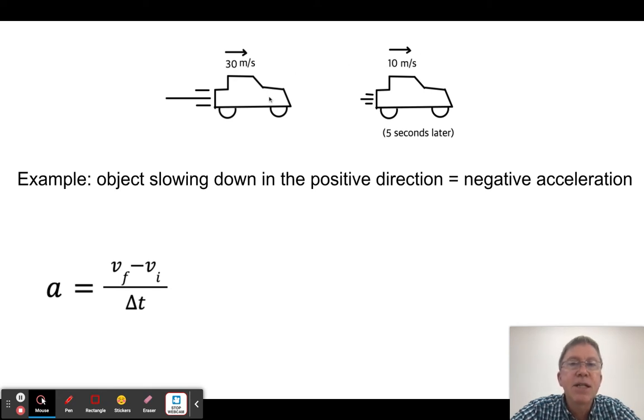Here in both cases, my car is traveling in the positive direction. But notice it was initially traveling 30 and it ended up traveling 10. So it's slowing down in the positive direction. That tells me it's got a negative acceleration.